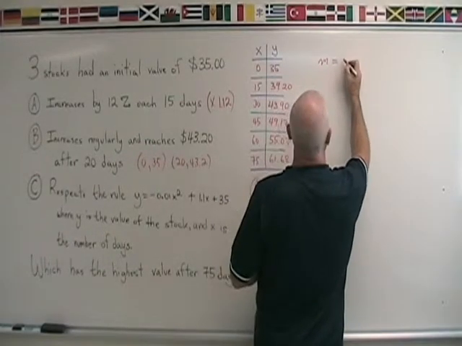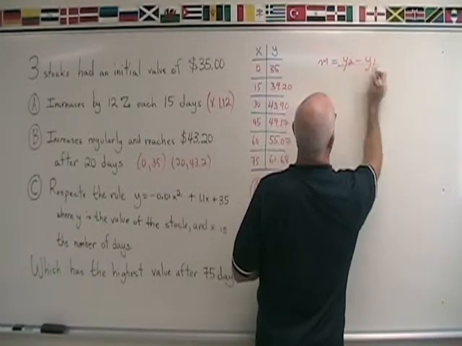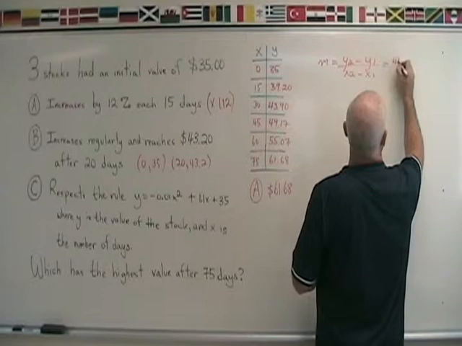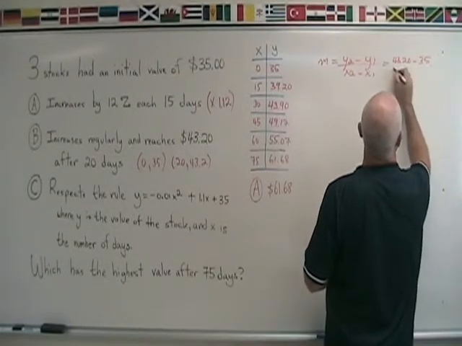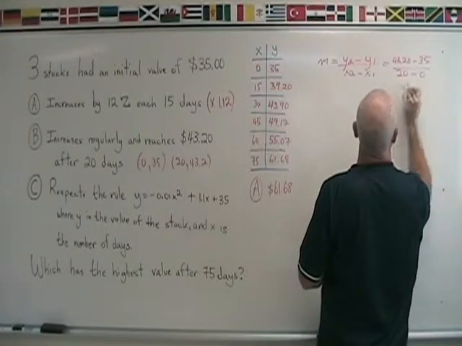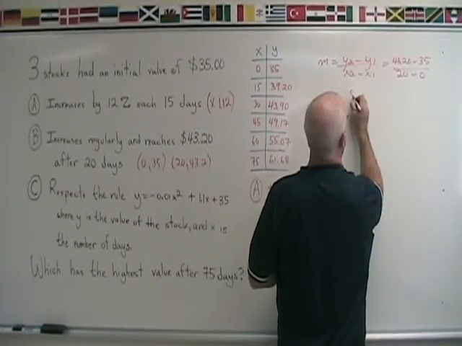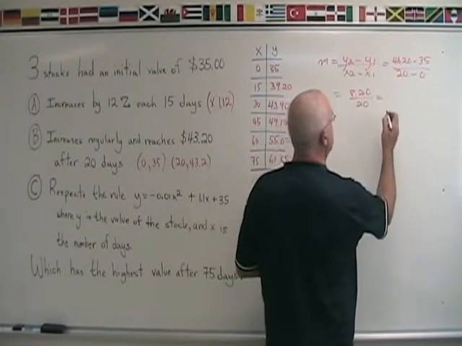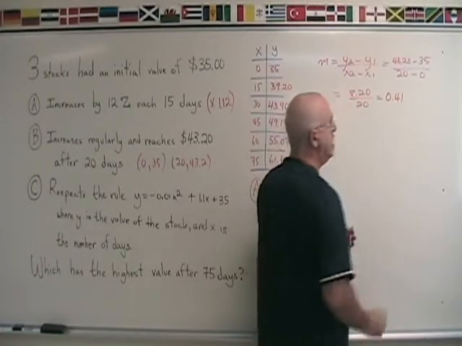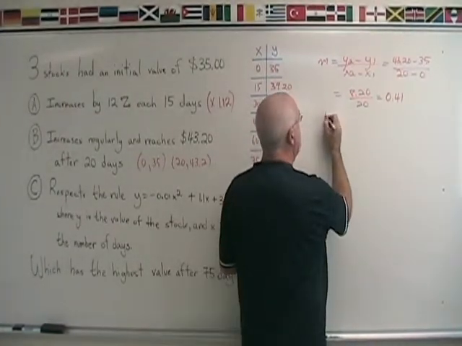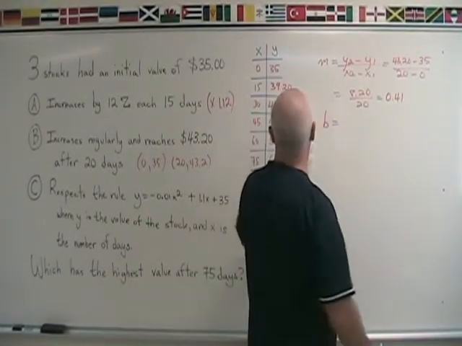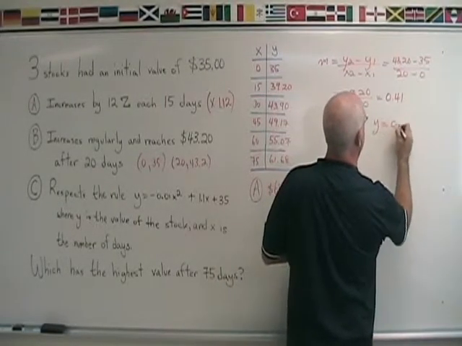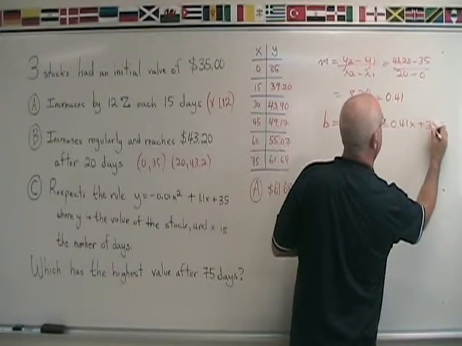Slope is equal to y2 minus y1 over x2 minus x1, which is equal to 43.20 minus 35 over 20 minus 0, which gives me 8.2 over 20. I will convert that into decimal and I get 0.41. That is the slope of our straight line. We also know that the y-intercept of our straight line is 35, the initial value. So we can get the equation y equals 0.41x plus 35.